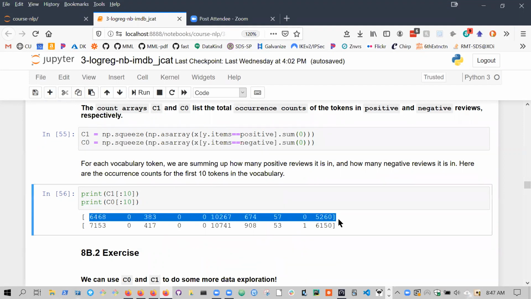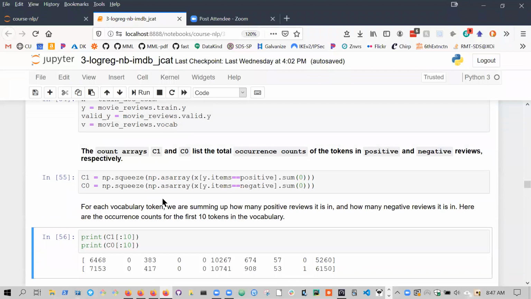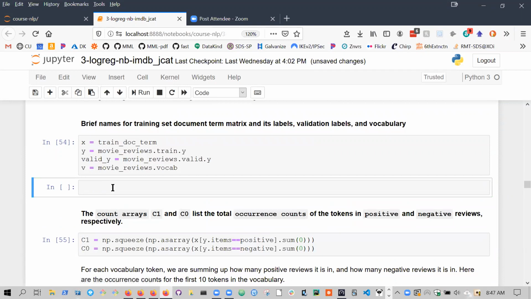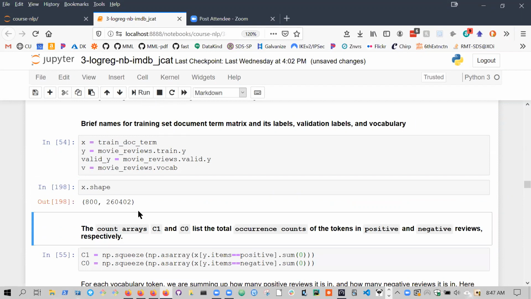And so, yeah. What is the purpose of this squeeze? Squeeze. What squeeze does is it collapses one dimension. So if you look at X, let's see, X dot shape. If you look at the shape of X, it's 800 by 26, let's see, 260402. Why are there? Trying to figure out why.